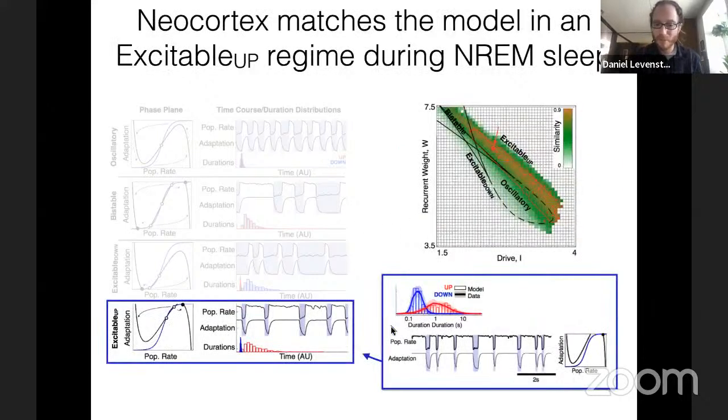And so when we now go back and directly match the duration distributions to the data, this plot shows the similarity, or the KS distance, between the up state and down state durations in the model and the data. We see that we have this band of high similarity between the model and the data in this excitable up regime, close to the onset of bistability or oscillatory dynamics.